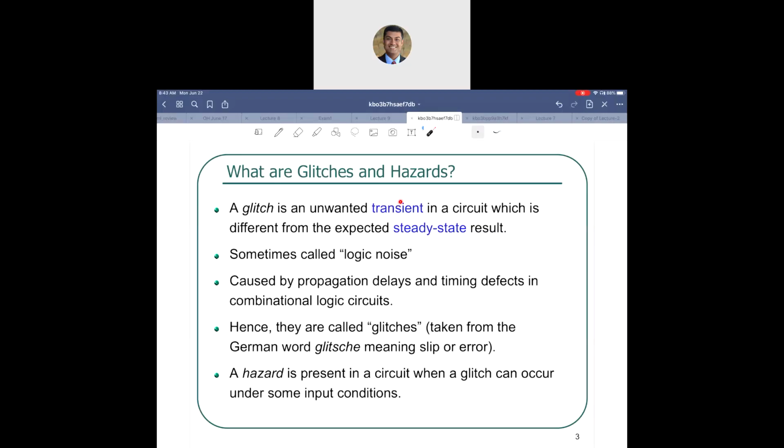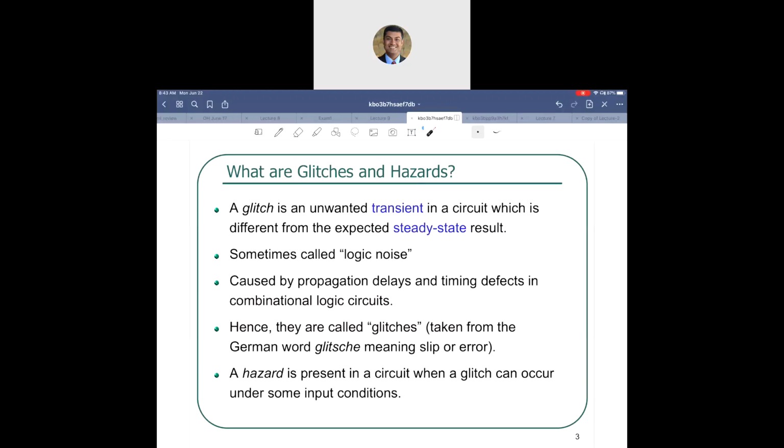So it's about a transitioning state as opposed to a steady state result. So if x remains the same, then there is no glitch. When x changes from 1 to 0, then there is a possibility of a glitch. So which is different from expected steady state result. The expected steady state result in the previous example was f should be 1 all the time, no matter what x is. That was the steady state result.